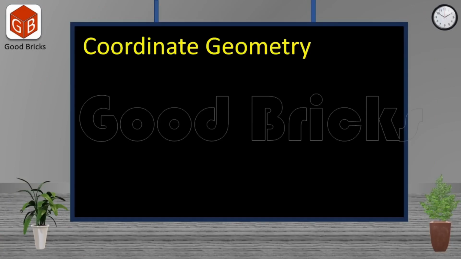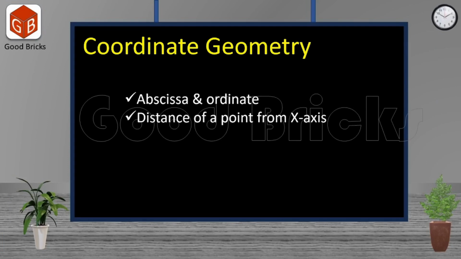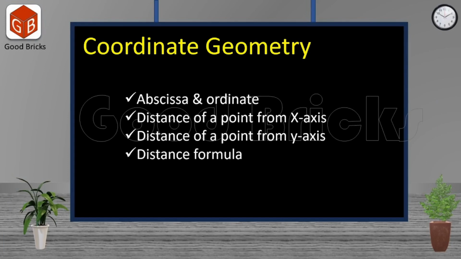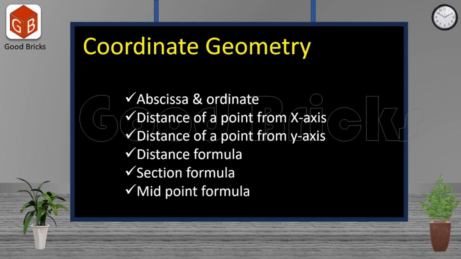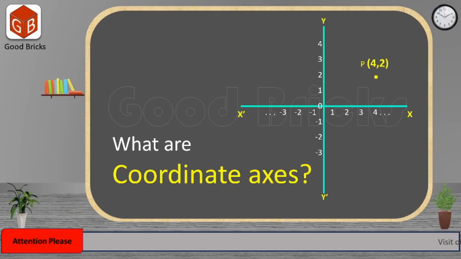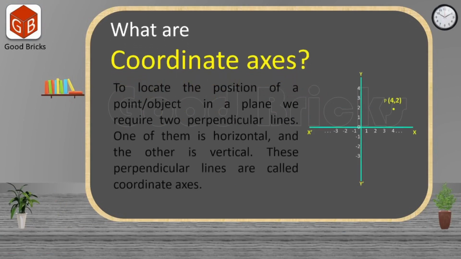In this chapter, we are going to learn and discuss what is abscissa and ordinate, distance of a point from x-axis and from y-axis also, and you are going to learn in this chapter distance formula, section formula and midpoint formula. Before all these things, you should know what are coordinate axes. So let us begin our discussion with what are coordinate axes.